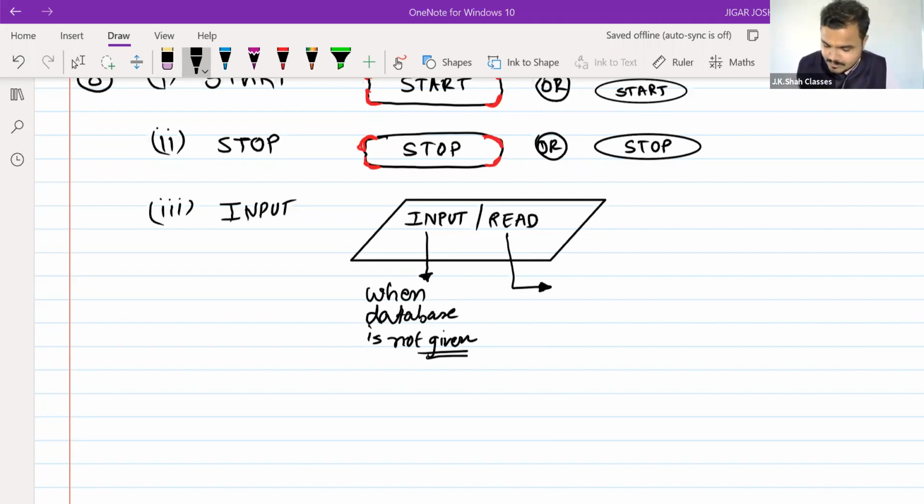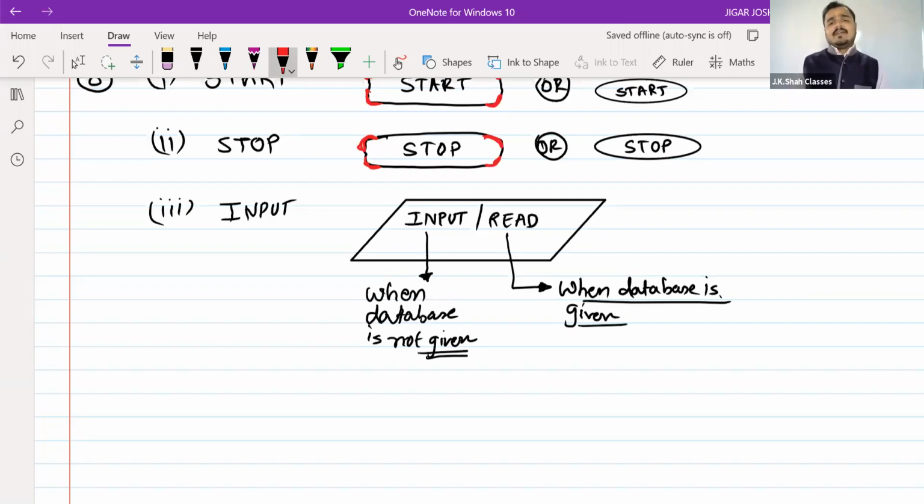When to use the read command? Sir, exactly opposite. When in the question the database is given. Now the question comes, my dear child, very simplified.